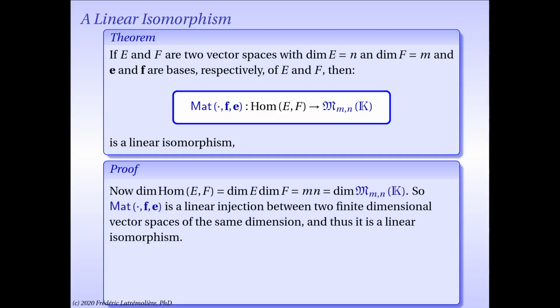To conclude our proof, our third step uses dimension theory. The dimension of the space of linear maps from E to F is n times m, which is also the dimension of the space of m by n matrices. Thus, any linear injection between these two spaces is actually a linear isomorphism, and we have proven our result.